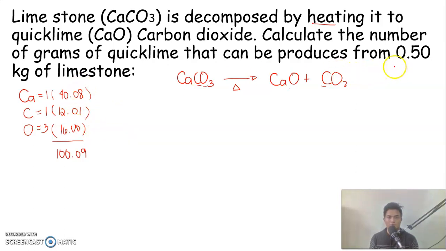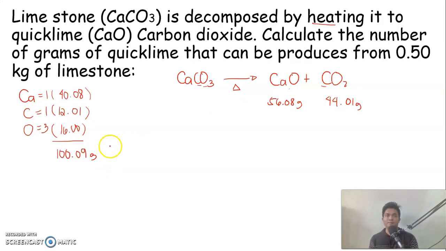Okay, so your mass for your quicklime is just going to be 40.08 plus 16. So 40.08 plus 16 is going to be 56.08. So your carbon dioxide is 12.01 plus 32. This will be 44.01. This will be the grams per mole of the two other compounds.